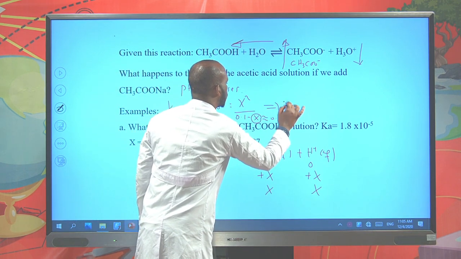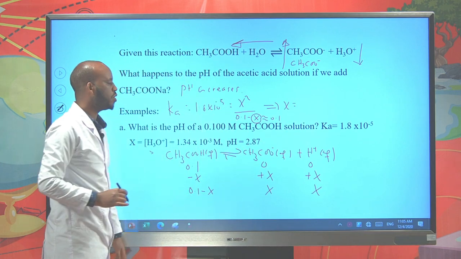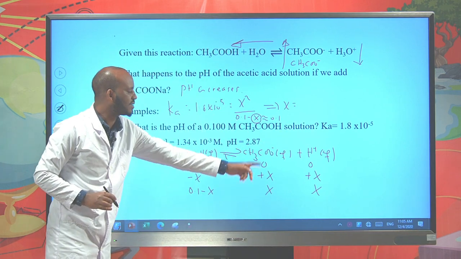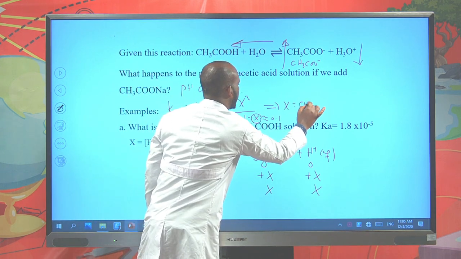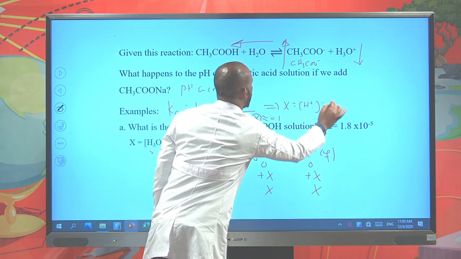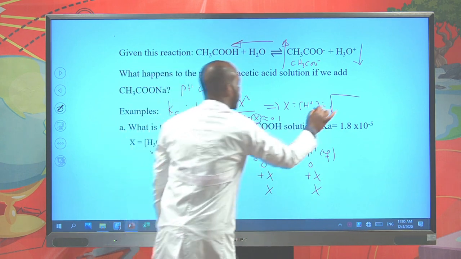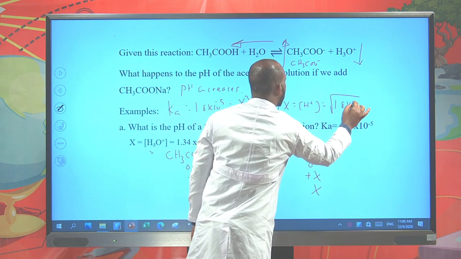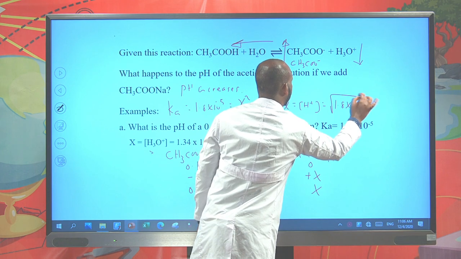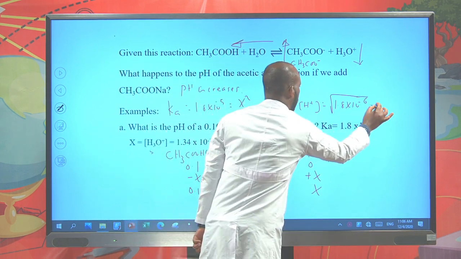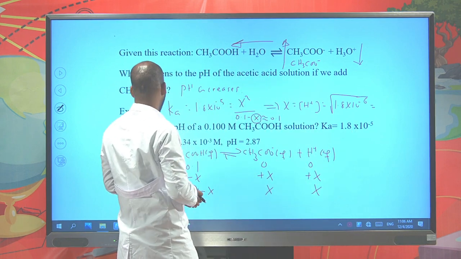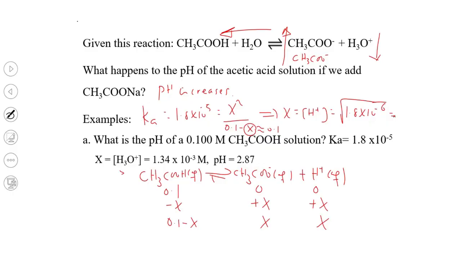From this, X equals the equilibrium concentration of acetate, equals the equilibrium concentration of H plus, which is the square root of 1.8 times 10 raised to minus 6. The square root of this is 1.34 times 10 raised to minus 3 molar.